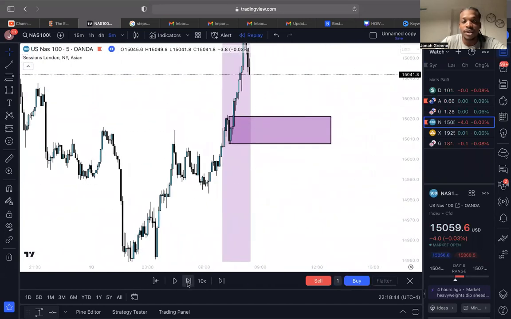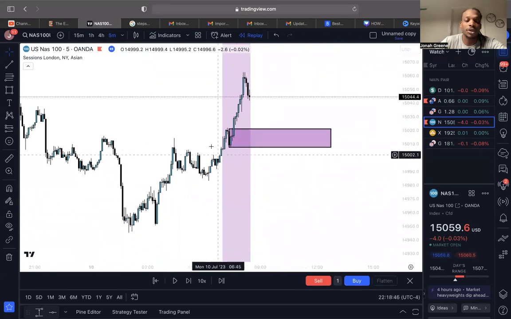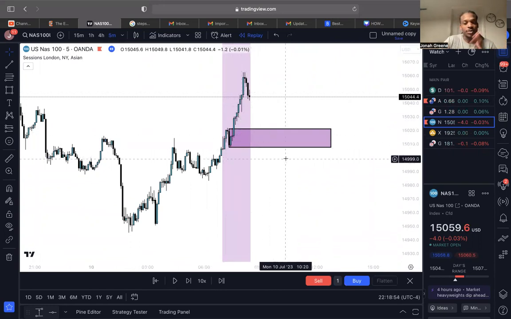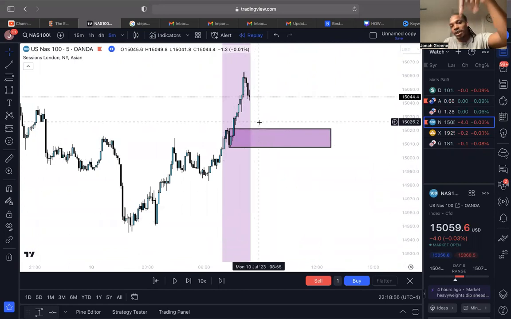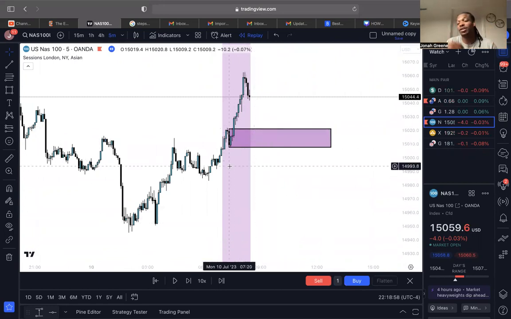Now, some of you guys are probably wondering, why did I not just get in right here and put my stop loss under here? Guys, sometimes you have to wait, because if you just get in because you see buy candles, the market can come down and just stop you out and you can take an unnecessary drawdown. You do not want an unnecessary drawdown. That's all I've got to say.